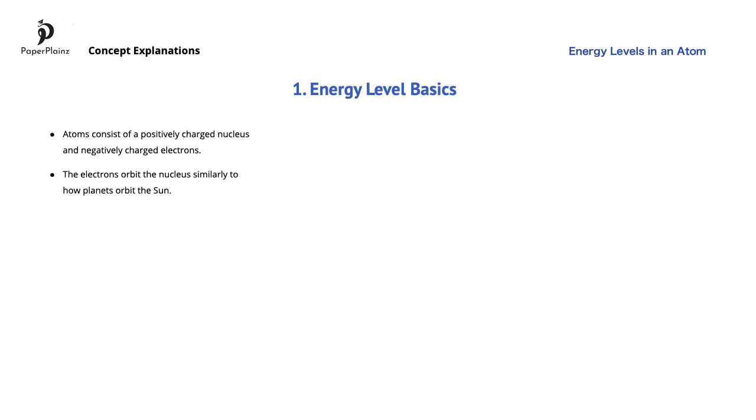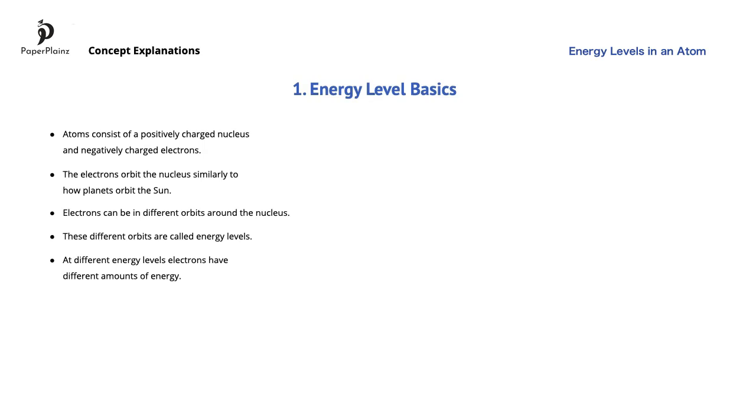Now, just as planets around the Sun are in different orbits, electrons can be in different orbits around the nucleus. These orbits are also called energy levels. In different orbits, or in other words, at different energy levels, electrons have different amounts of energy. We'll now move on to examine the energy levels in a hydrogen atom, which is the simplest atom, as it is composed of one proton and one electron.